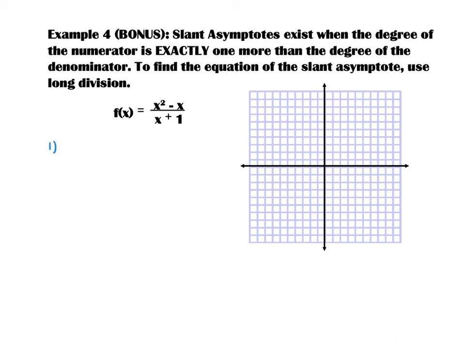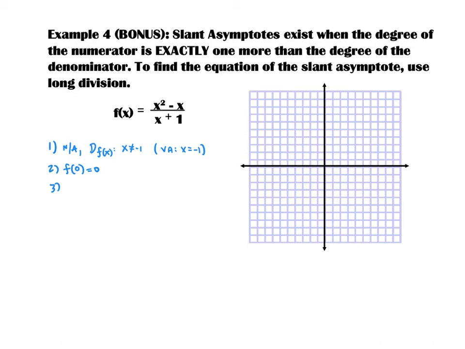So 1, the domain. I can't simplify, so I'm not going to have to do much with that. The domain of f of x will be x not equal to -1, and that will be a vertical asymptote at x equals -1. Okay, number 2, find and plot the y-intercept. If x equals 0, I'm going to get 0. So I've got a y-intercept. f of 0 does equal 0. There's our y-intercept.